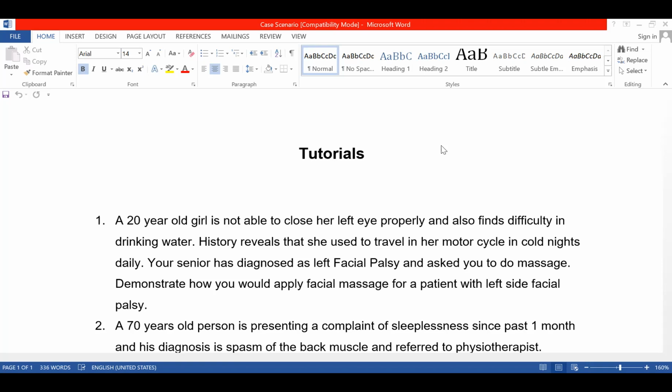Okay, then. So circular friction has to be given over the spine, and transverse friction can be given over the transverse process. That will help you to reduce the muscle spasm.